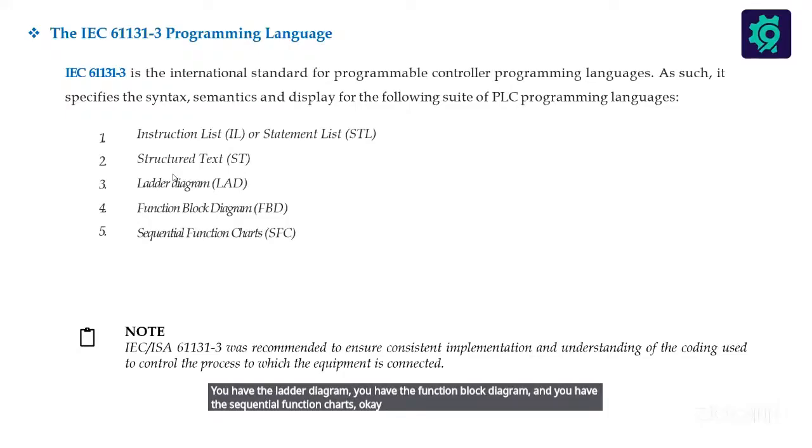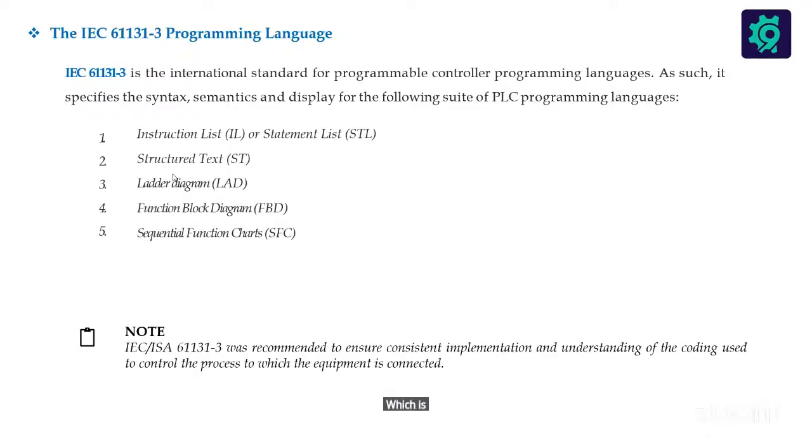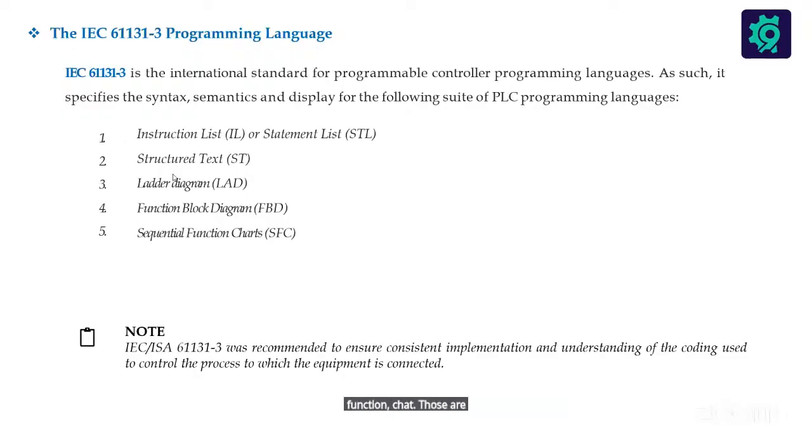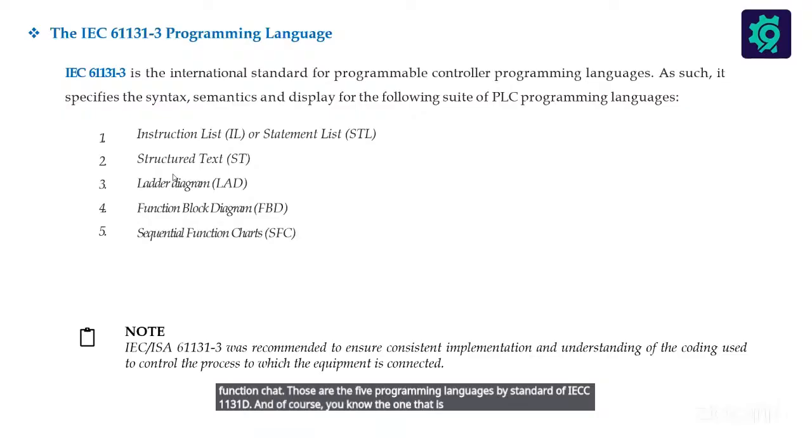So the instruction list can be related to your Pascal program, and then you have the structured text, which is relatable with your high level programming languages, and the ladder diagram kind of mimics your electronic circuit, and you have the function block diagram as well, and the sequential function chart. Those are the five programming languages by the standard of IEC 61131-3. And of course, you know the one that is common, the ladder.